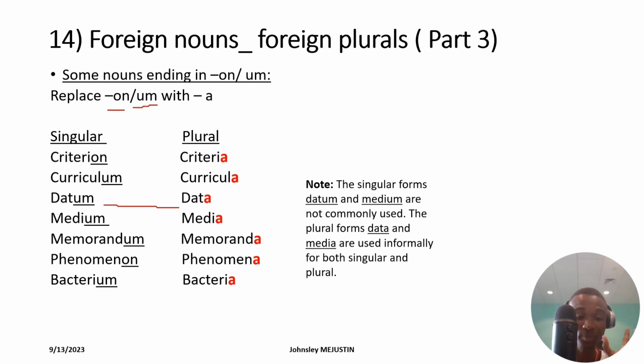You should know them. The plural forms data and media are used informally for both singular and plural. You see, data, sometimes people say data is, sometimes people say data are. They use it as singular and as plural because datum and medium are not commonly used. And media and data are used informally for both singular and plural. Just so you know, all right?